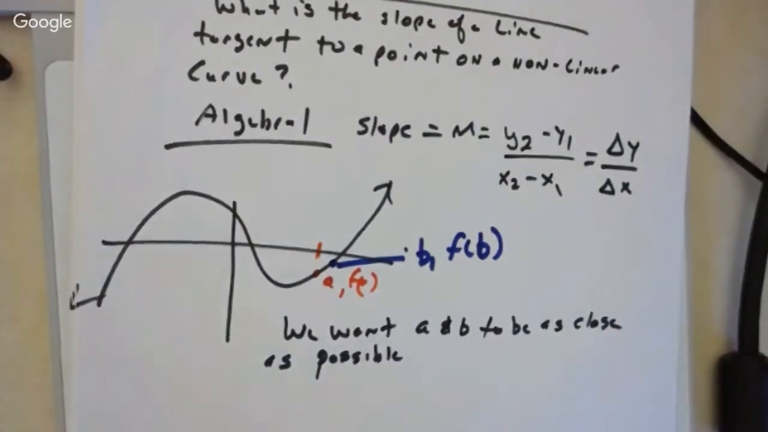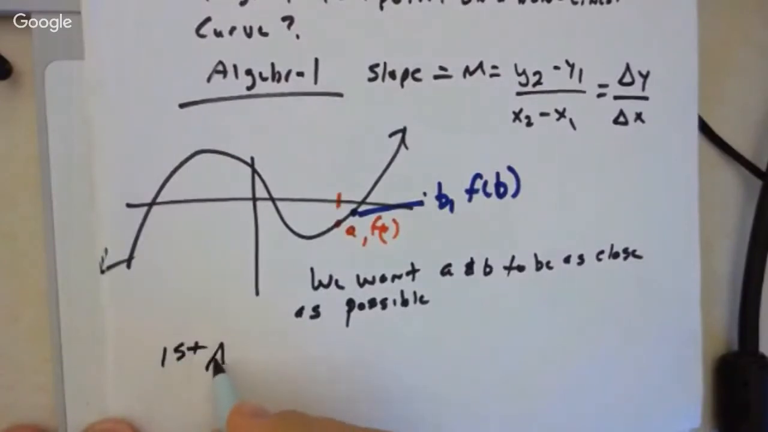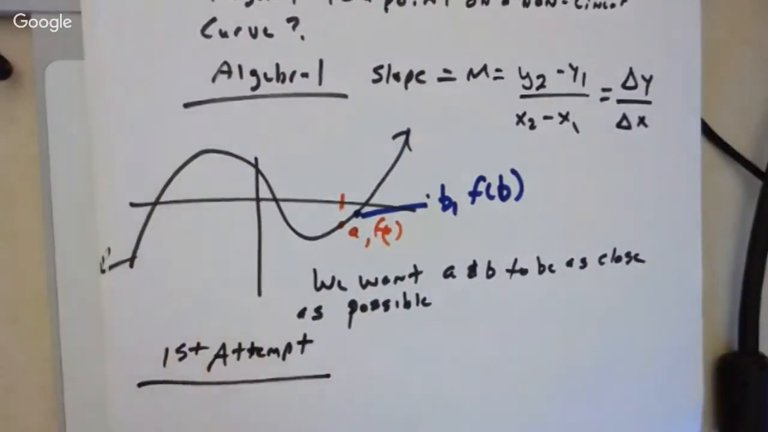So the first thing we're going to do is let them be close, but there's still going to be some distance between them. Our first attempt at this really is in pre-calc. If you had me for pre-calc, I'm sorry, we did that. That was our first attempt at calculus.